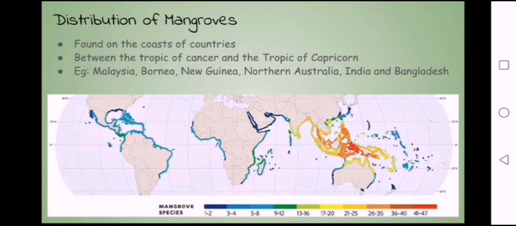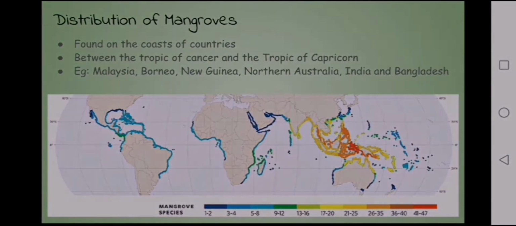Mangroves are most abundant on tropical coastlines such as the Malay Peninsula, Borneo, New Guinea, Northern Australia, and the Sundarbans in India and Bangladesh.